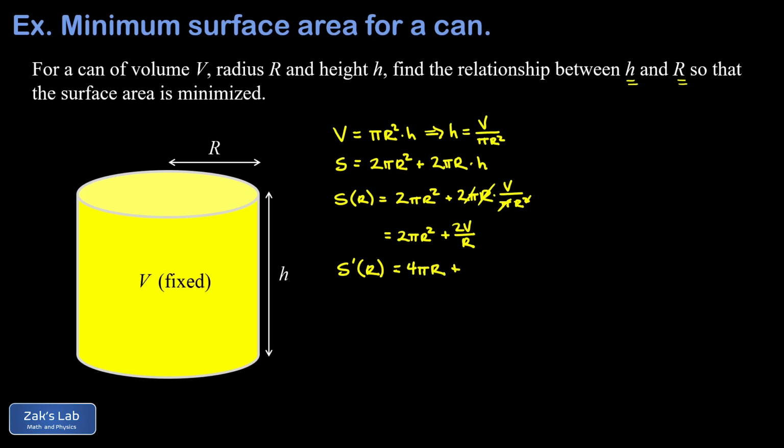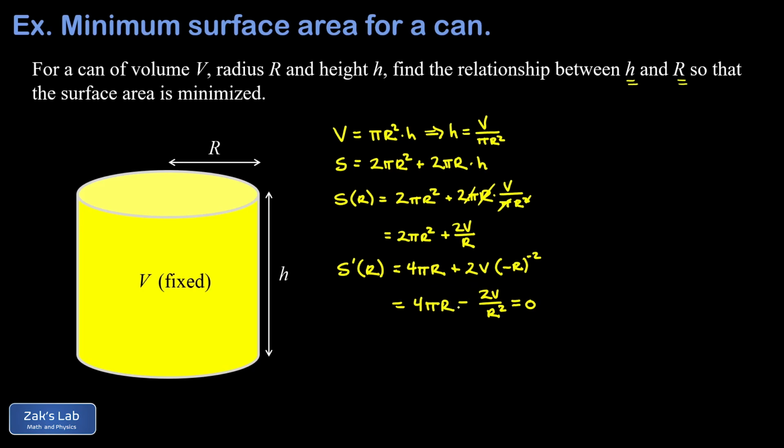In my second term, the 2v is just a spectator. What I'm differentiating is 1 over r, or r to the negative 1. And that differentiates to negative r to the negative 2, but we can clean that back up in terms of positive exponents. And I find that my derivative of the surface area function is going to be 4 pi r minus 2v over r squared. So again, we're looking for the value of r where this is equal to 0, and that will put us at the minimum value of the surface area function.